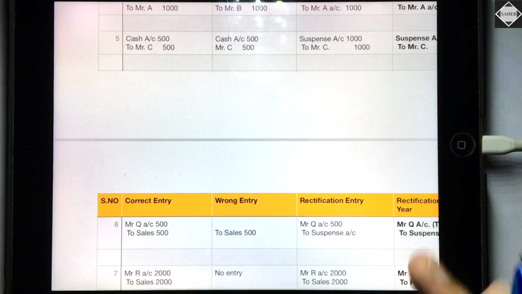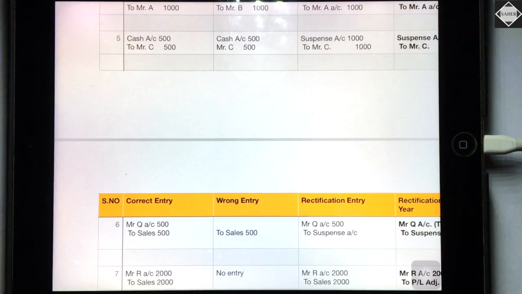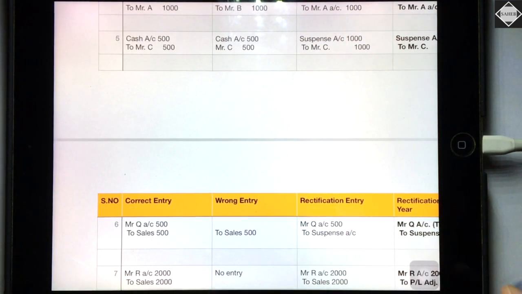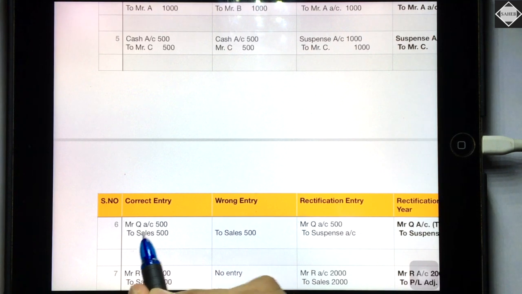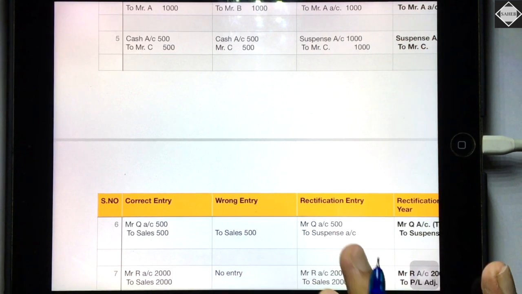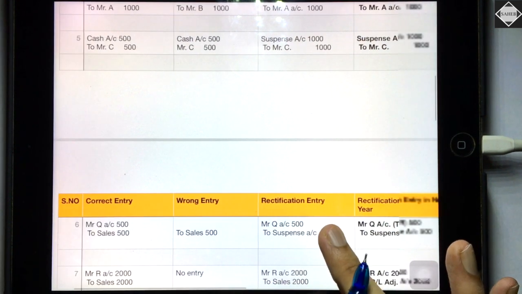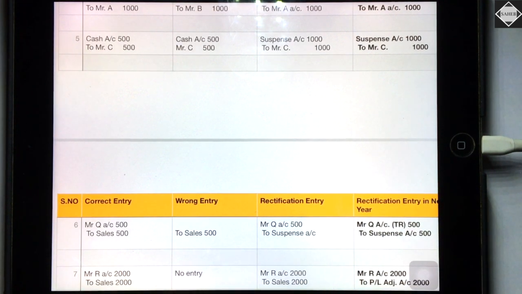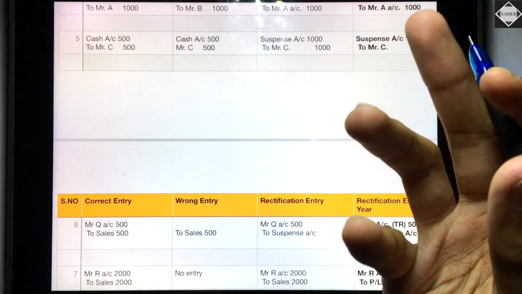So what will you do? What is the rectification entry? Simple common sense. Q is not recorded at all. Record Q. Q is an asset. He is our debtor. To record, I will debit him. Mr. Q account 500. Is that clear? You have to understand that this is a little bit confusing, because you will wonder why I have taken sales over here. That's because I just wanted to make an assumption to give you a logical understanding.